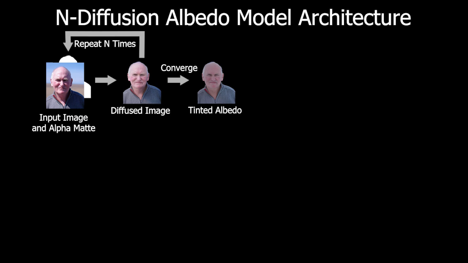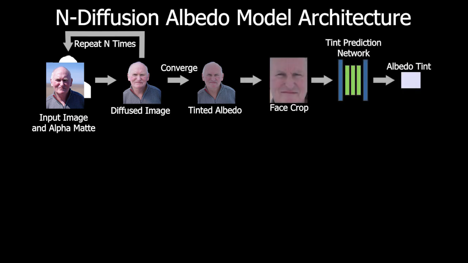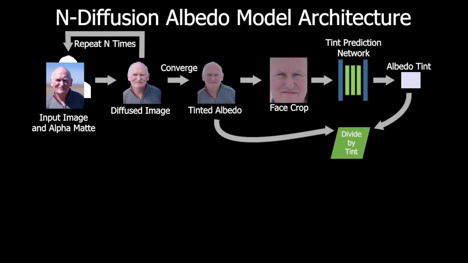To account for the tint, we take a face crop of the subject and train a small model to estimate the color of the tint. Once we know the tinting color, we can simply divide the tinted albedo by the color value and obtain the untinted albedo image.